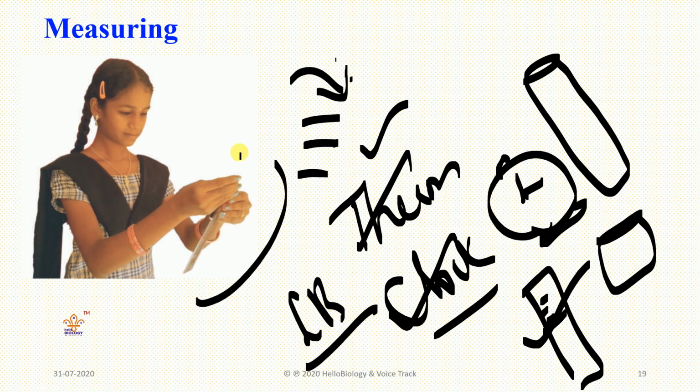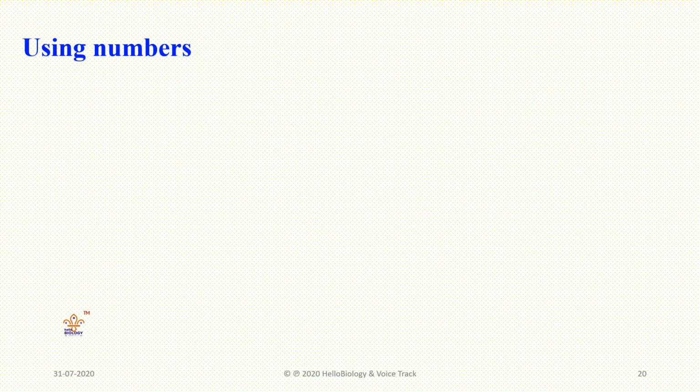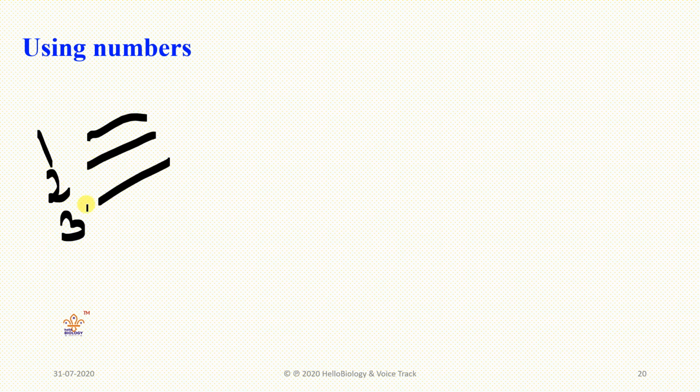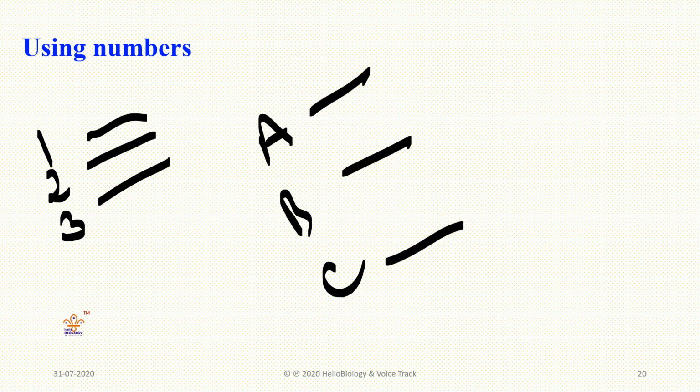Here you can see this girl measuring a sketch pen with the help of a scale. So measuring techniques means using standard methods. Then how do we use numbers? Scientists use numbers when they collect and display their data. They display numbers like 1, 2, 3 and terms like a, b, c. Understanding the numbers and the data will show the results in the investigation process.